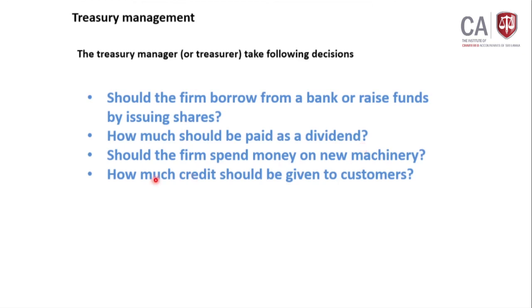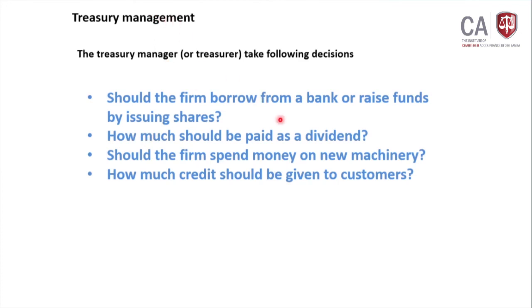That is measured here. And should the firm spend money on new machineries? Whether the firm should spend on new machineries will also be decided by the treasurer. How much credit should be given to the customer? Whether we can issue credit to the customer. Likewise, those decisions can be taken based on the financial worthiness of the organization. That will be measured by the treasury management component of the ERP that you are going to develop and implement. So these decisions can be taken by looking at the information of the treasury management component.